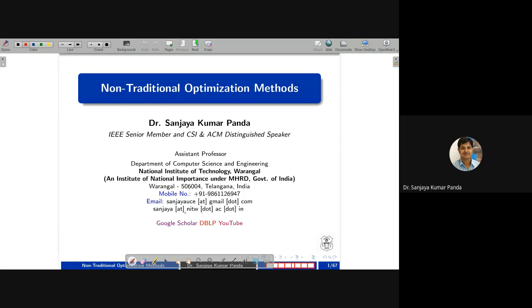Coming to the first session, I welcome all of you again to this first session, which is on non-traditional optimization methods. This lecture will give you a brief history and brief introduction related to all the optimization methods, and gradually we will see the different optimization methods in detail in upcoming sessions. In this session, I'll focus more on the genetic algorithm, one of the very popular optimization or soft computing methods, and we'll also see some applications while describing different phases of the genetic algorithm.